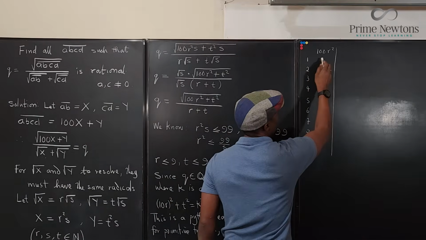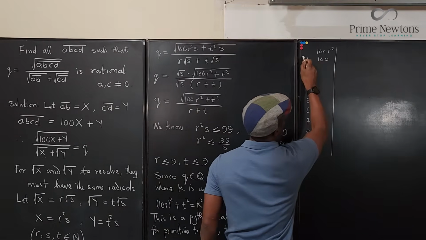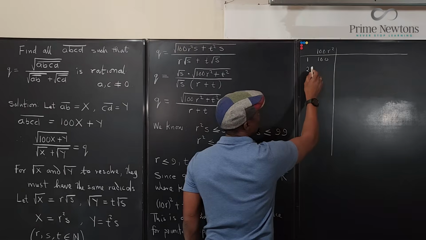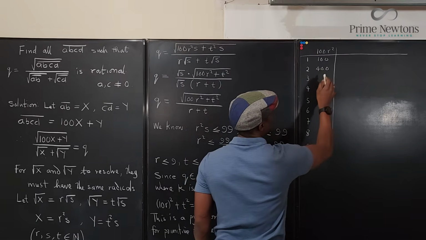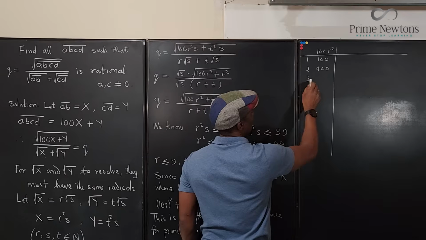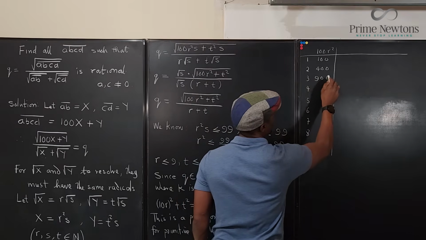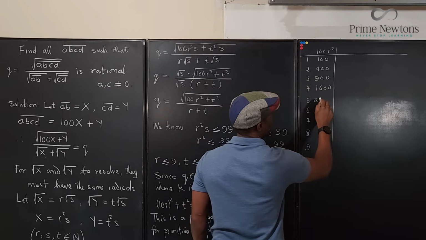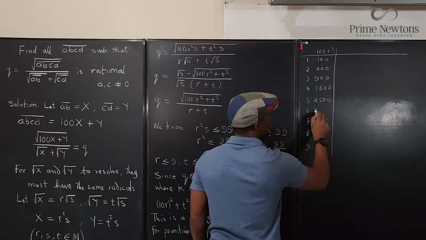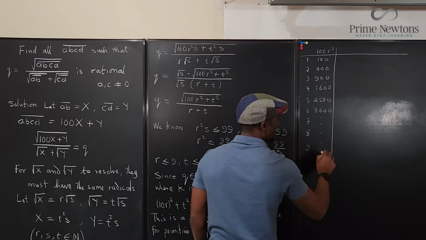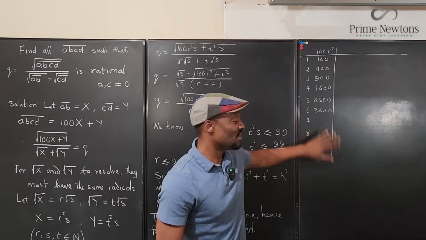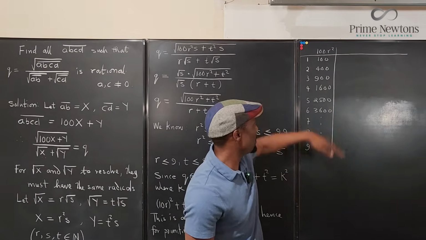1 squared is 1, so this is 100. 2 squared is 4, so this is 400. 3 squared is 9, this is 900. 4 squared is 1,600. 5 squared is 2,500. 6 squared is 3,600. And so on. I did that because I don't want to waste time on it. If you continue, you won't get the answer. The answer is within the first 6.